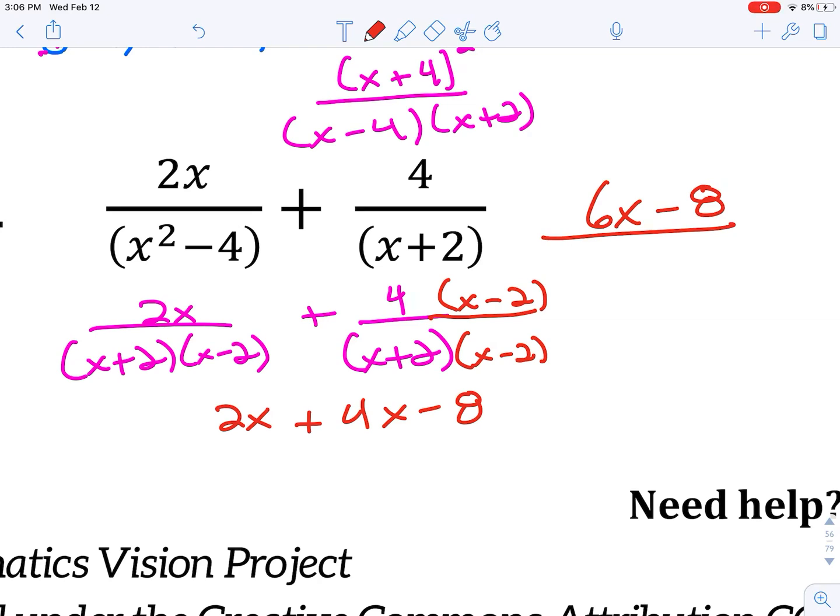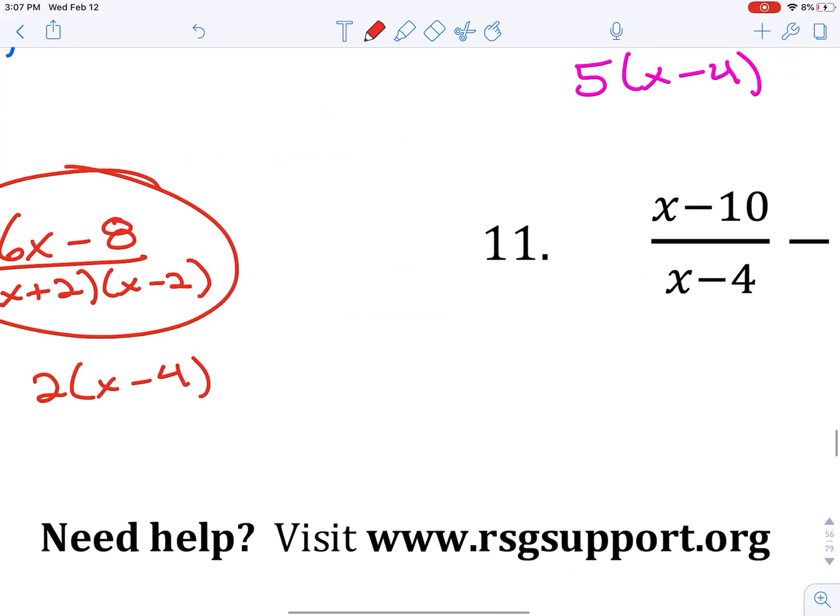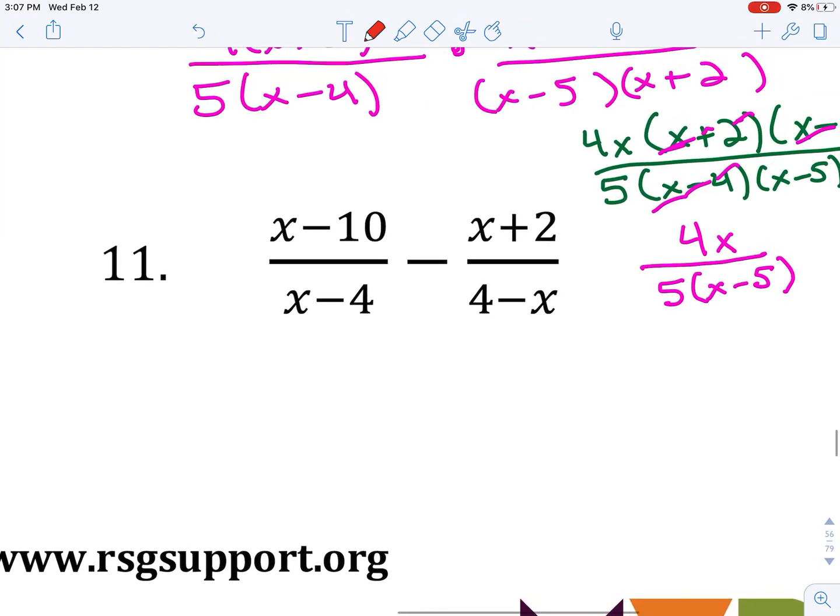over x plus 2, x minus 2. And I'm done. If you want to factor the top, you're going to get this. But neither one of those things goes away with x minus 2. That doesn't simplify or eliminate. So I can be done right here. And that is 10. Last problem.